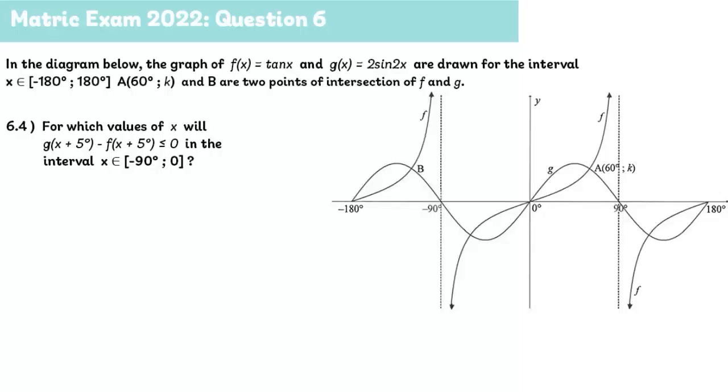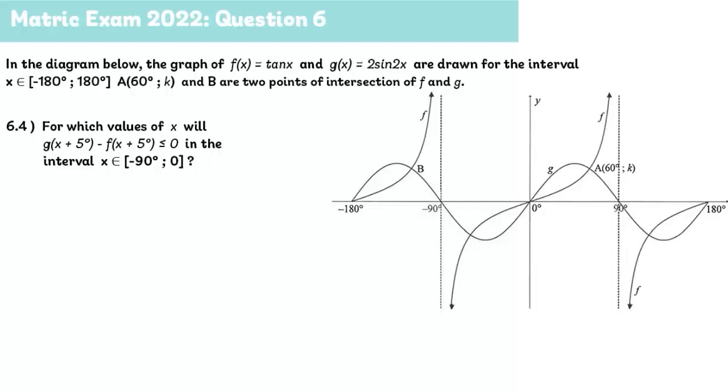On to question 6.4. For which values of x will g(x + 5°) - f(x + 5°) be less than or equal to 0 in the interval where x is an element of [-90°, 0°].